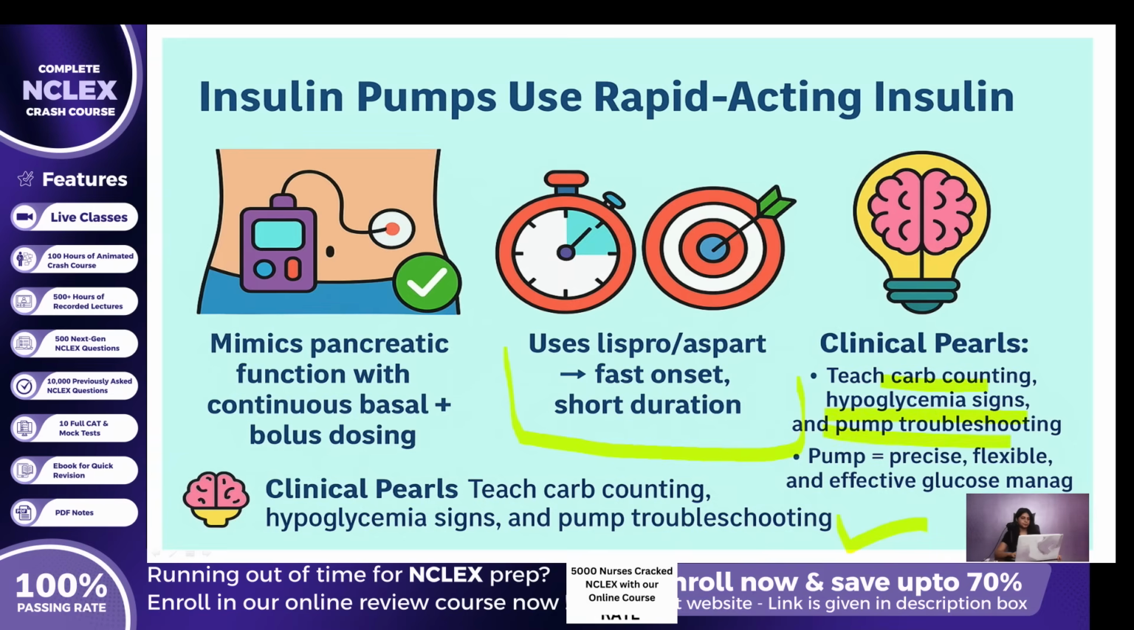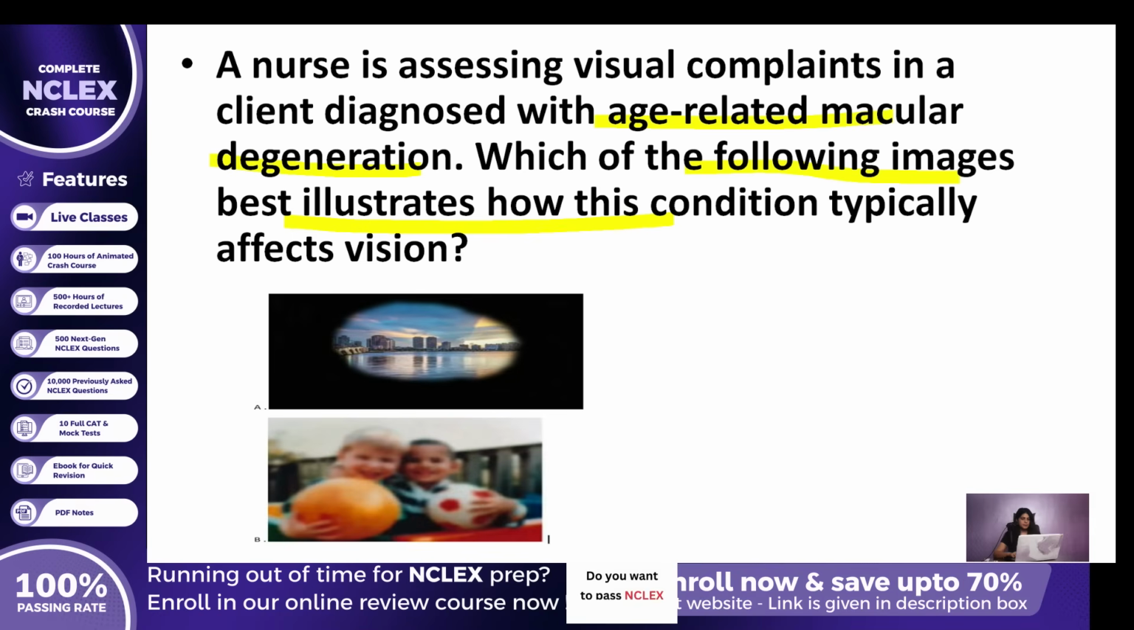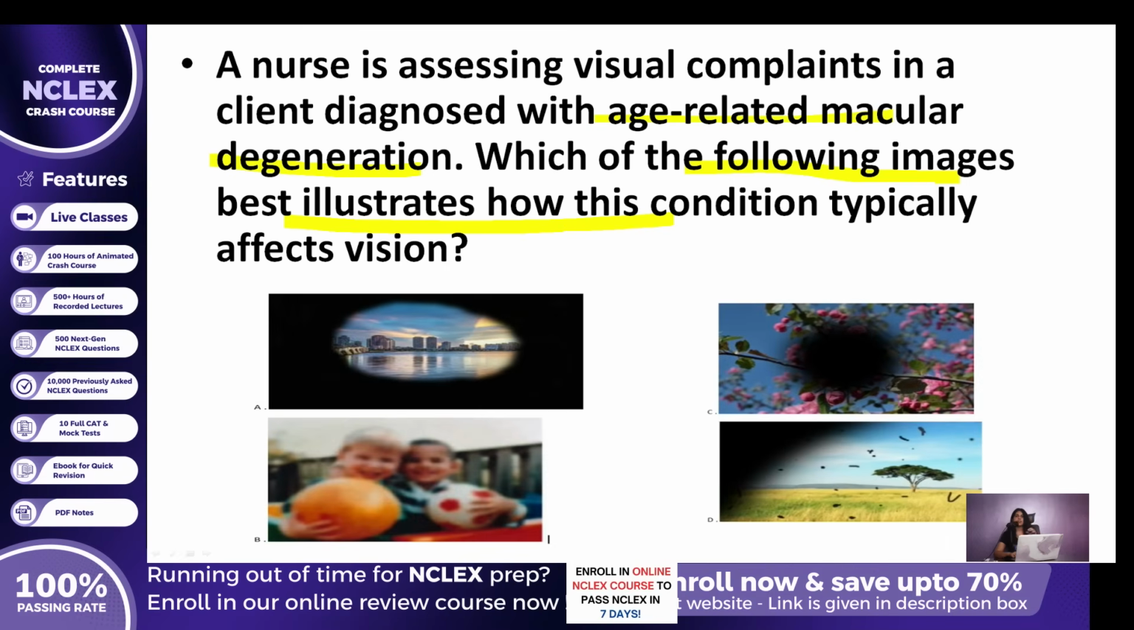Question 55. A nurse is assessing visual complaints in a client diagnosed with age-related macular degeneration. See the choices below. Picture 1, Picture 2, Picture 3, Picture 4. The correct answer is option C, which shows central vision loss with preserved peripheral vision.